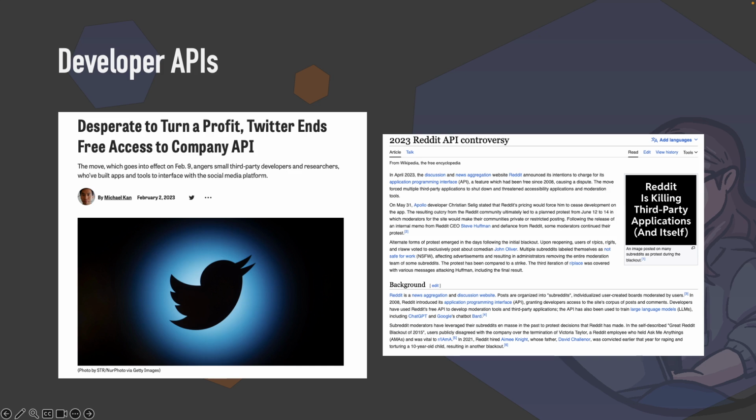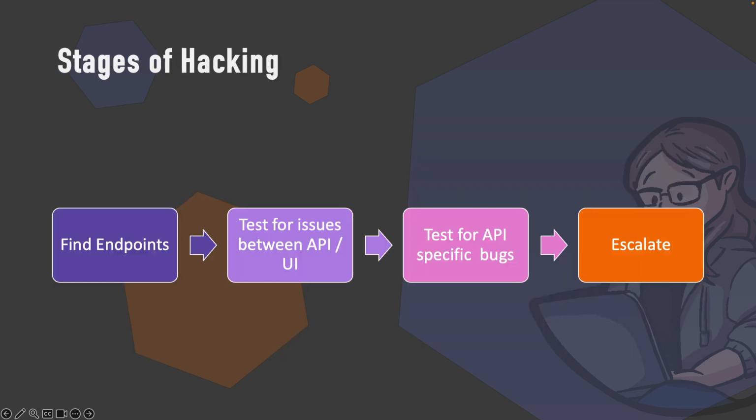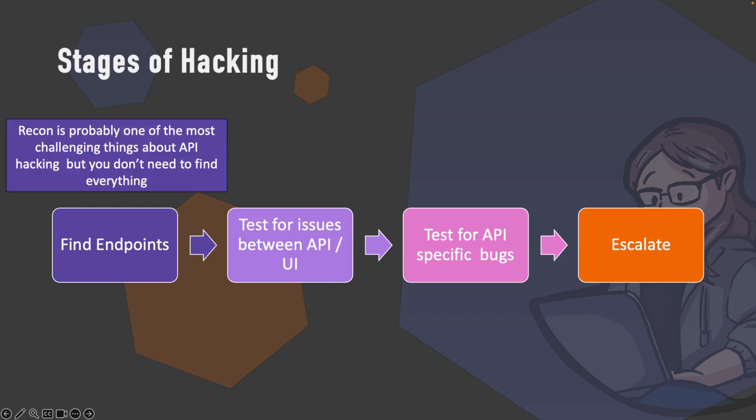It means it's really hard to hack, it means it's a pain, but we like pains because if it's a pain to hack, it means we might be the only person doing it, and therefore we can find lots of bugs. So the stages of hacking an API, at least in how I approach things, is step 1, find endpoints. And reconnaissance is one of the most challenging things about API hacking. You don't need to find everything though, you just need to find enough to start doing the other stages.